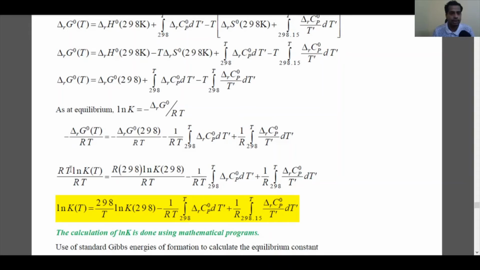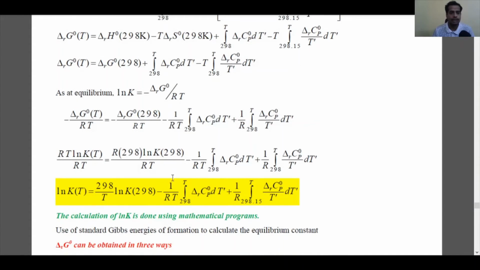Then what did I get? Again, delta R G0 is equal to minus RT ln K. So the minus vanishes and it is plus RT ln K_T by RT. Similarly here, delta R G0 at 298 Kelvin is equal to RT ln K, but the temperature is fixed here. So instead of temperature, I am writing 298 ln K at 298 by RT. The third and fourth terms remain as such. So if RT cancels out, what will I get?